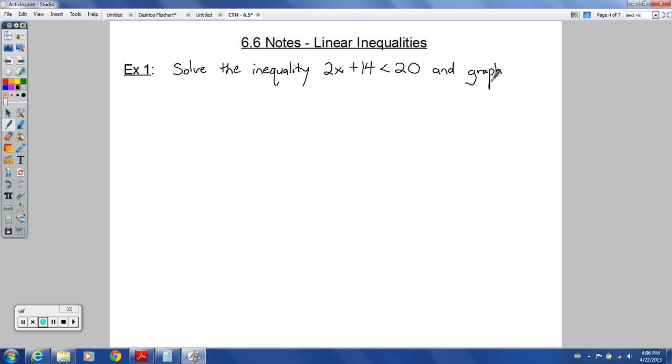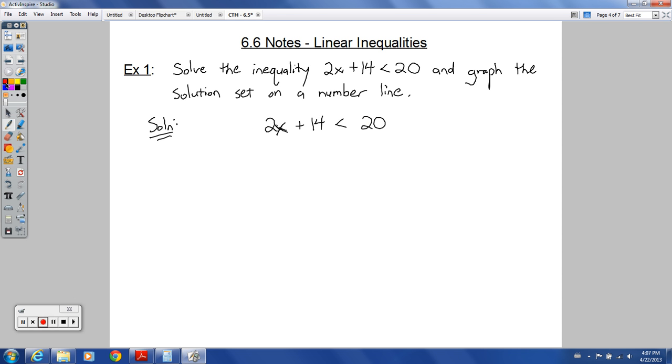You're a problem solver. So solve the inequality 2x plus 14 is less than 20 and graph the solution set on a number line. So let's do that here. Here's my solution. So let's start off with the same inequality. It's an inequality because it's not the equal sign right here. We've got a less than sign instead. So 2x plus 14 is less than 20.